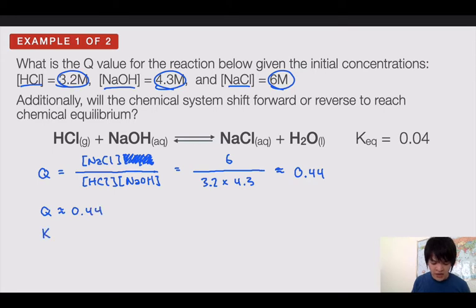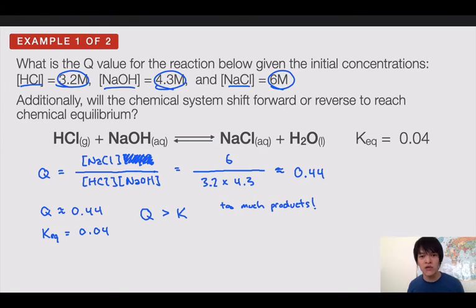And K, the equilibrium constant, is equal to 0.04. Our Q value is a lot bigger than our K value. What that means is there's a lot more products in our reaction right now. So it's not at equilibrium right now. There is too much products, too much of our salt, NaCl.